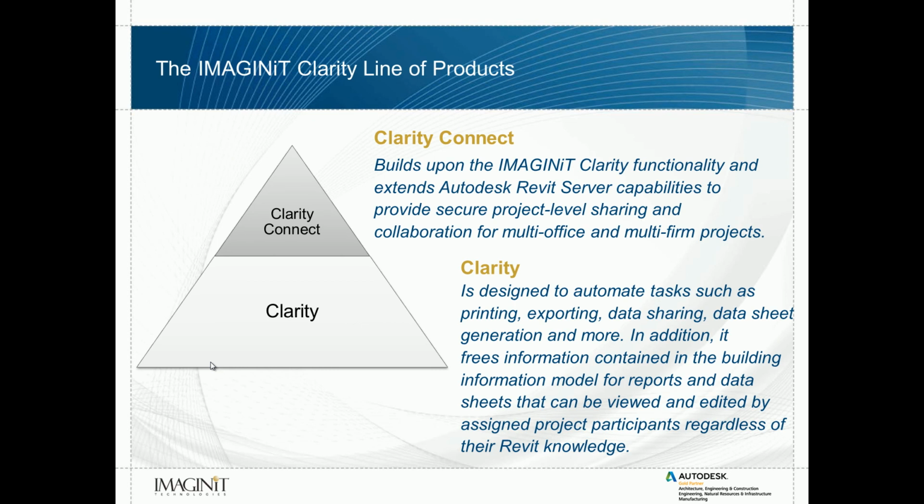So when we talk about the IMAGINiT Clarity line of products, the base is Clarity, and it's designed to automate tasks such as printing, exporting, data sharing, data sheet generation, and more. In addition, it frees information contained in the building information model for reports and data sheets that can be viewed and edited by assigned project participants, regardless of their Revit knowledge or skill level. When you have a need for collaboration features, that's where Clarity Connect comes in. It builds upon the IMAGINiT Clarity functionality and extends Revit Server to give secure project level sharing, collaboration for multi-office and multiple firms.